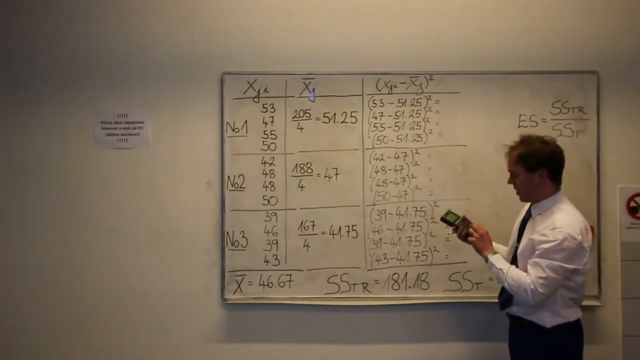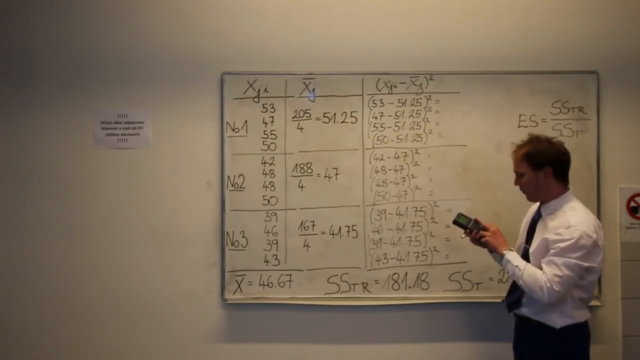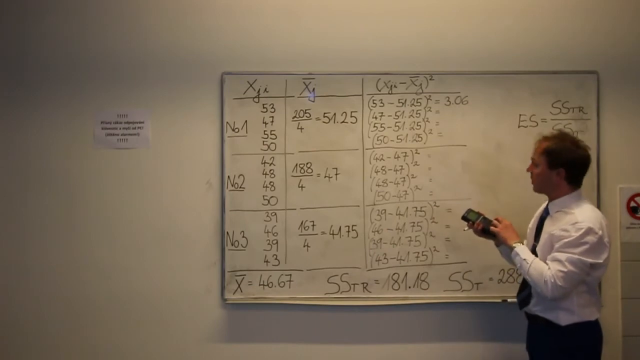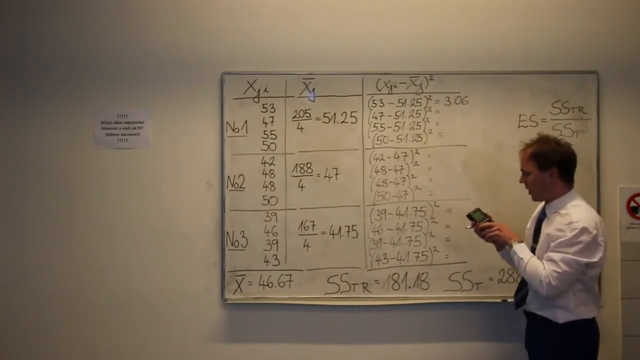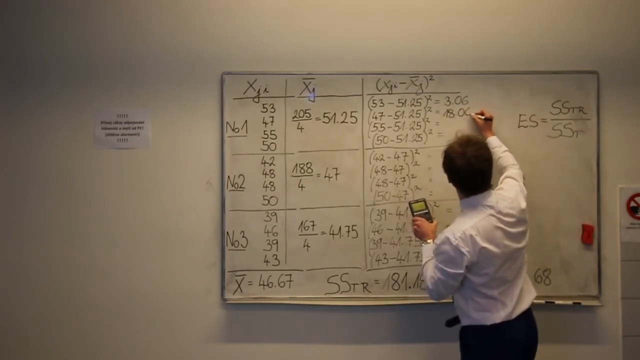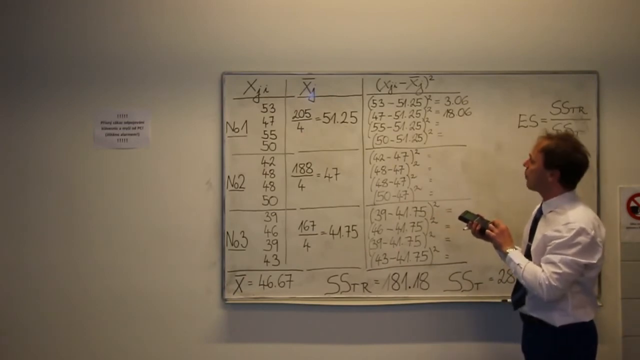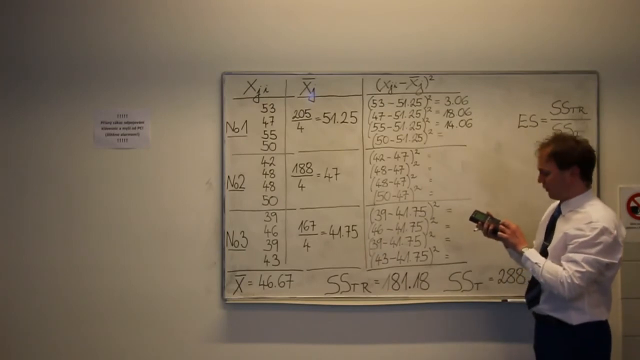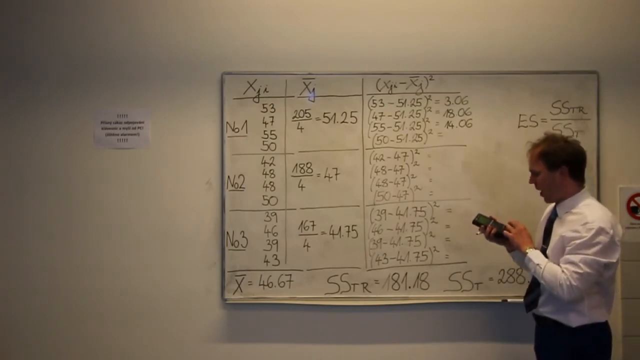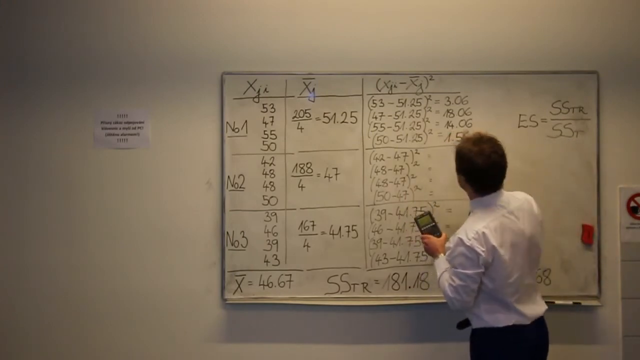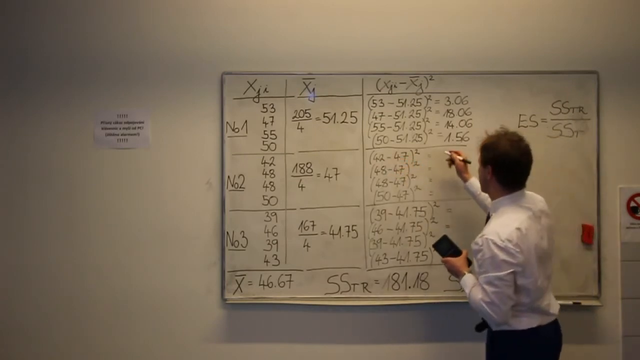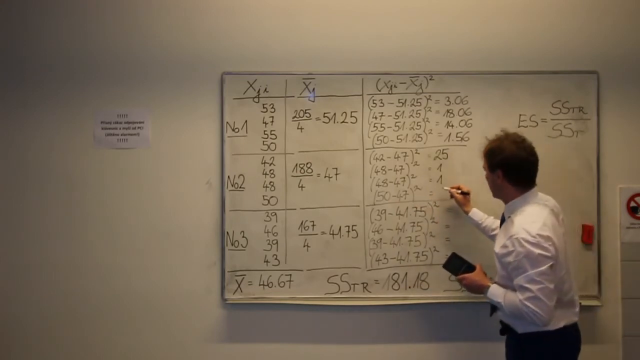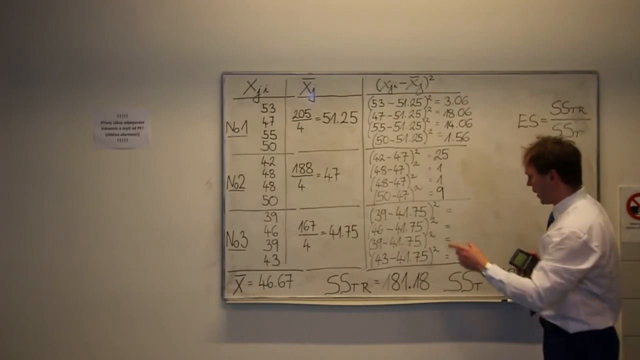So I will solve this. 53 minus 51.25 squared is 3.06. 47 minus 51.25 squared is 18.06. 55 minus 51.25 squared is 14.06. 50 minus 51.25 squared is 1.56. Okay, 5 squared is 25, 1 squared is 1, 1 and 3 squared is 9. So you can see this is easy and we can continue.